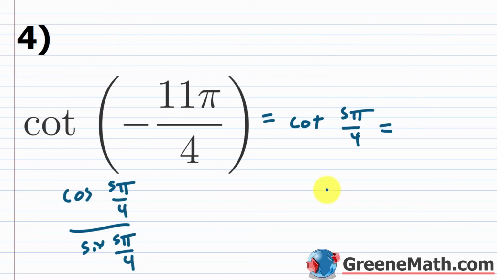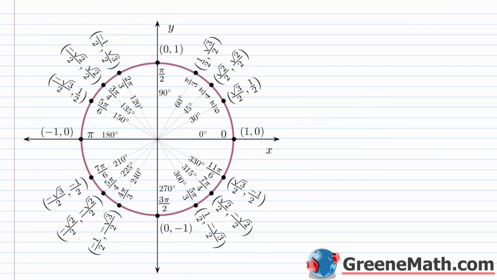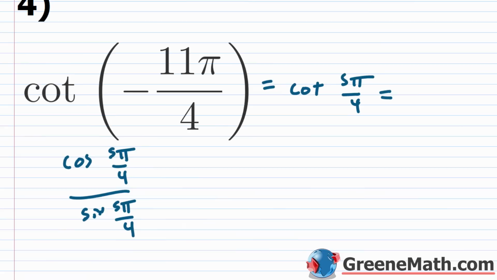And again, we can go to the unit circle. I don't think we need it in this case, but let's just do it for completeness. Here's your 5 pi over 4. Again, for this point here, the x value is the negative square root of 2 over 2. The y value is the negative square root of 2 over 2. So in each case, your cosine and your sine is going to be the negative of the square root of 2 over 2.